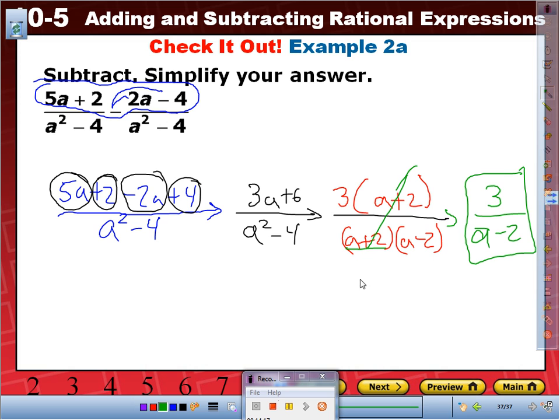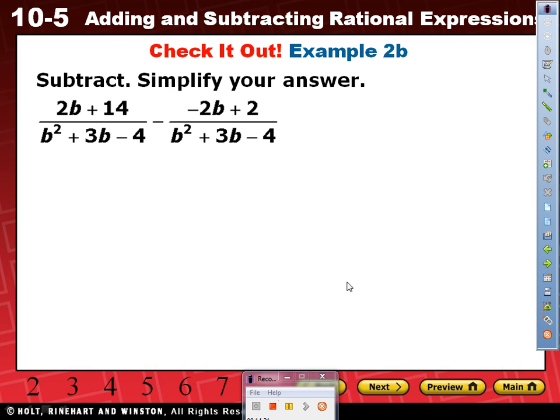Let's do another one. Copy this next one down, please. 2b plus 14 over b squared plus 3b minus 4, minus negative 2b plus 2 over b squared plus 3b minus 4. See if you can do that one by yourself. Go.